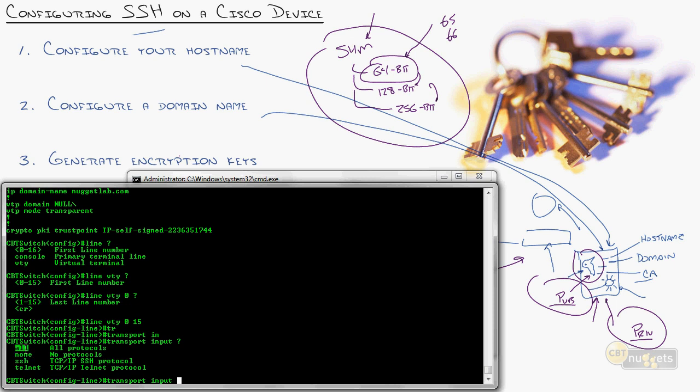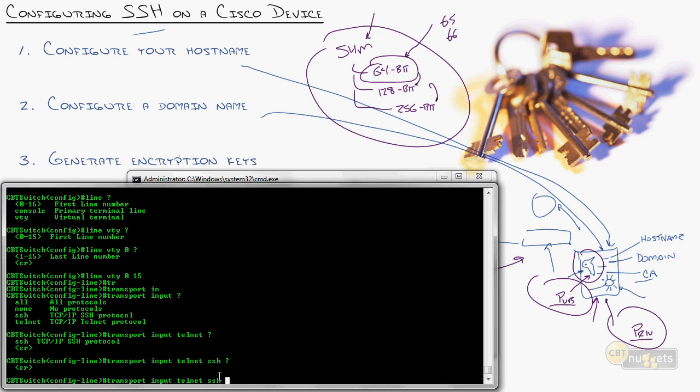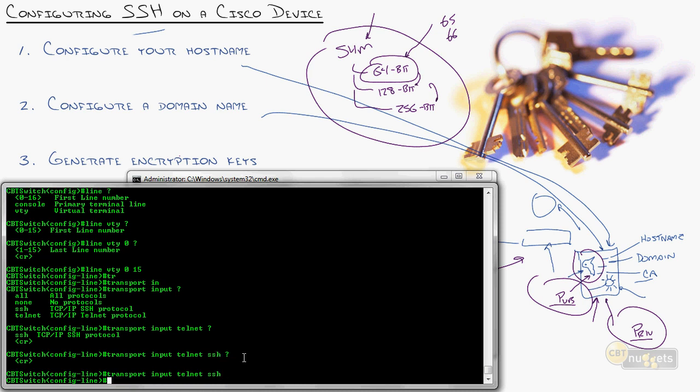Don't want to do that. All would do both of them. Or you could type in, for instance, if I wanted to still allow both telnet and SSH, I could type in telnet ssh. And that says I will allow both of them.